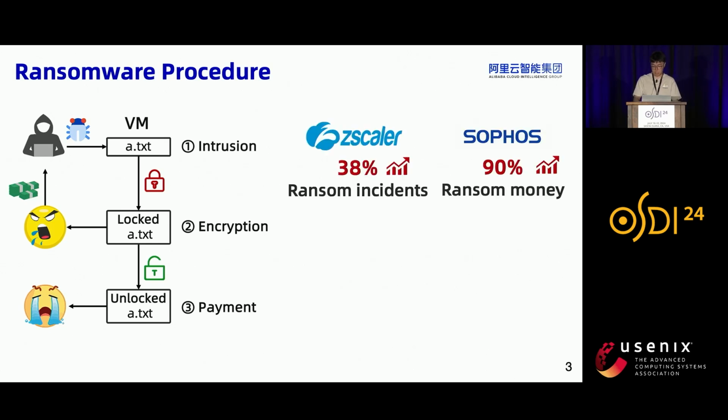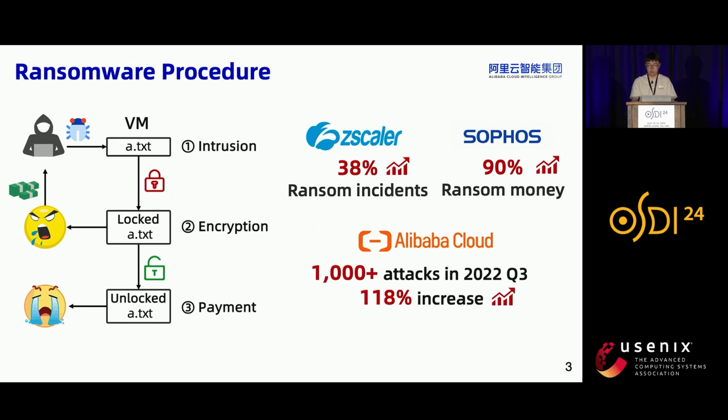In reality, we have seen that there is a double-digit increase on both the number of instances and the amount of money in failed reports. In Alibaba Cloud, we have witnessed more than 1,000 attacks in Q3 of the year 2022 alone, and there is a triple-digit increase over the previous quarter. So, in short, ransomware is rampant in cloud.